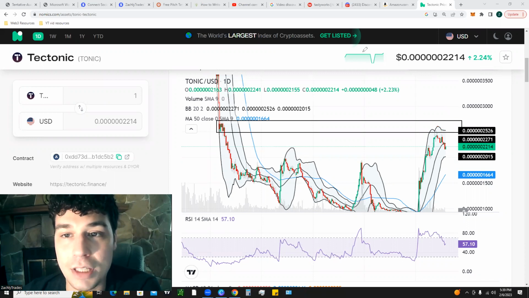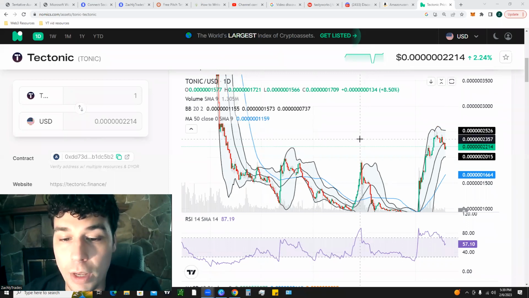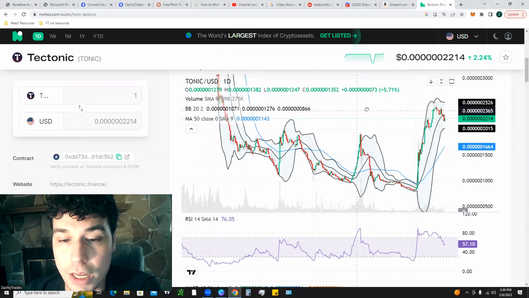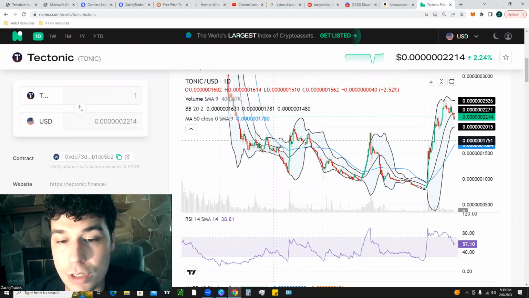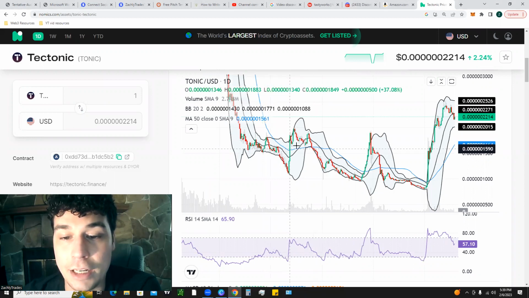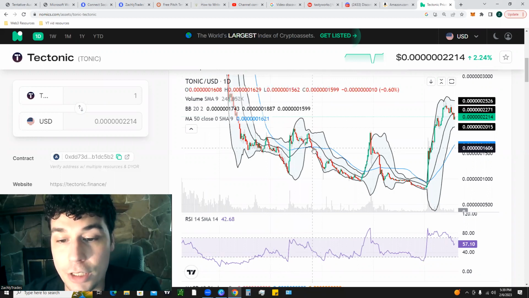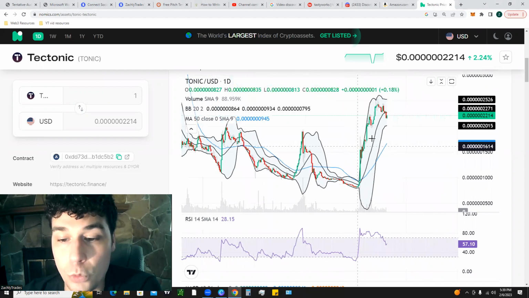Now take a look at how these Bollinger Bands work along with the simple moving average. Your simple moving average is here in blue. When you're above that and you're in the upper half of your Bollinger Bands, you typically will be going higher. And when you're below your 50 SMA and you're in the bottom half of your Bollinger Bands, you typically go lower. So we still do have a bullish case here, okay?